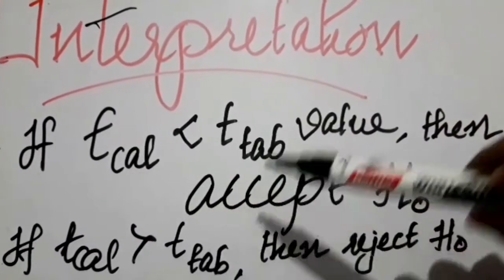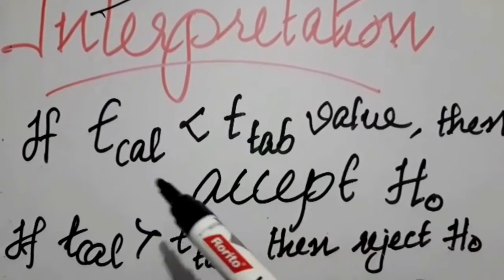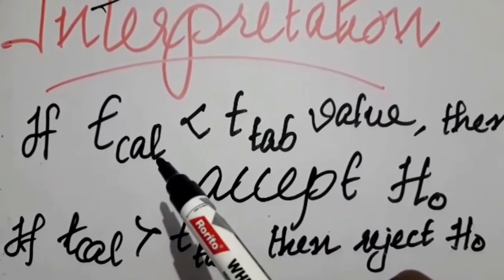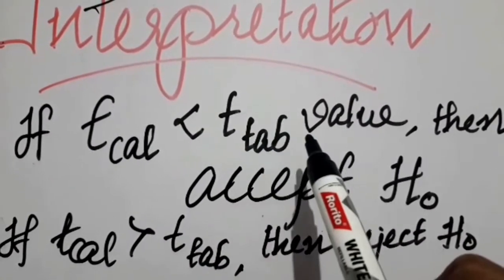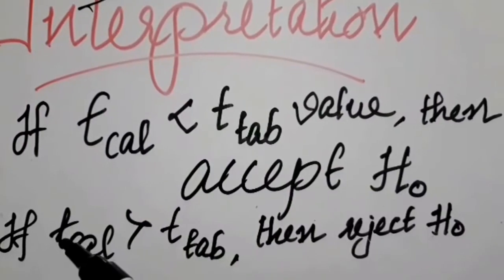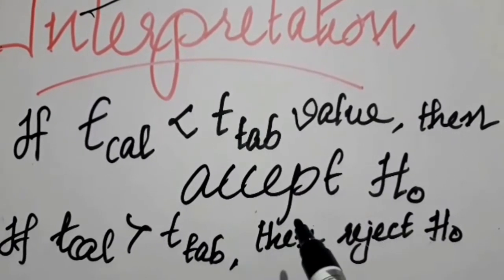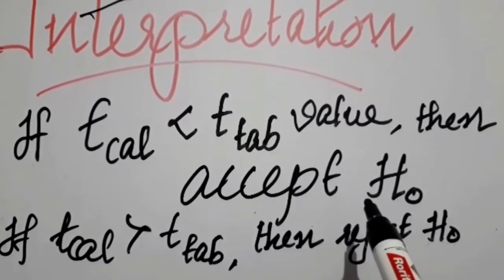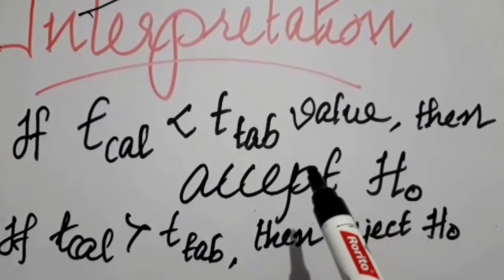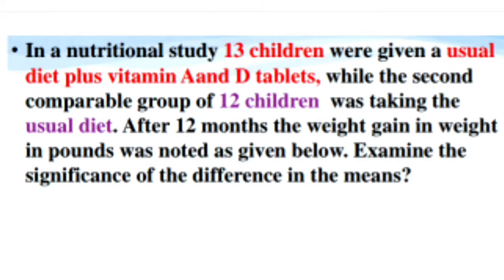So how we can interpret the result, whether we can accept or reject null hypothesis. If t calculated value is less than t table value, then we have to accept H0, and if t calculated value is greater than t table value, then we have to reject H0, that is we have to accept researchable hypothesis.